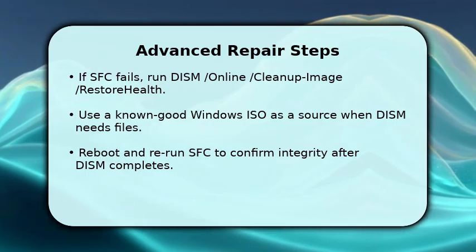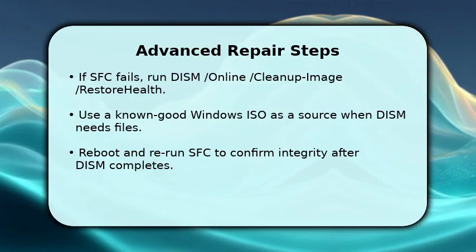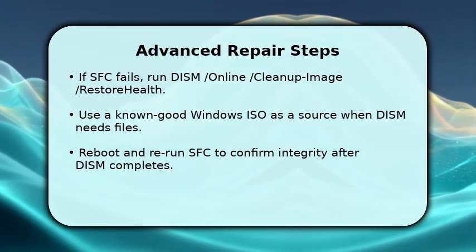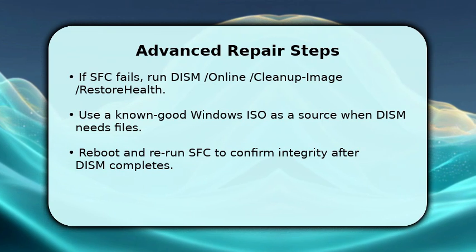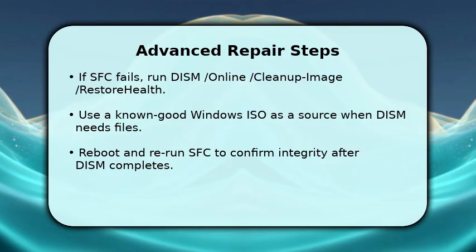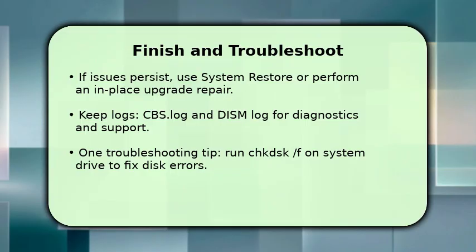WIM using /source. Once DISM finishes, reboot and run sfc /scannow again to let SFC replace any remaining corrupted items using the restored store. This two-step approach addresses deeper component corruption reliably. To finish, validate that missing files are restored and your apps launch properly.